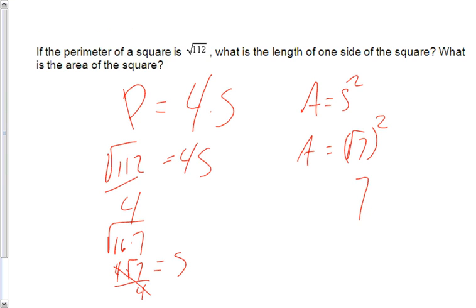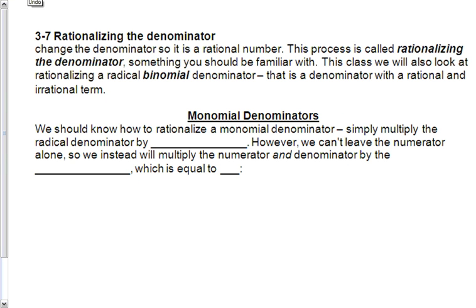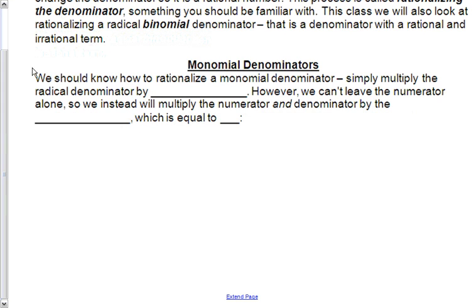So, let's take a look at rationalizing the denominator. What that means is, if you're going to rationalize the denominator, it's changing the denominator to a rational number, okay? So, there are two ways you can do this. If the denominator is a monomial or a binomial, okay? So, we should know how to rationalize a monomial. Well, we really don't have to, okay? I'm going to show you how to do it, all right?